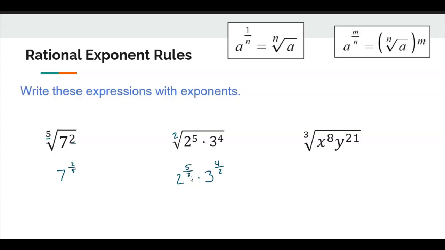Now 5 halves can't be simplified. That's simplified as far as I'll go, but 4 over 2, that's just 2, so we can actually simplify that a little bit more. 2 to the 5 halves times 3 squared. So that's how we'd write that with exponents.